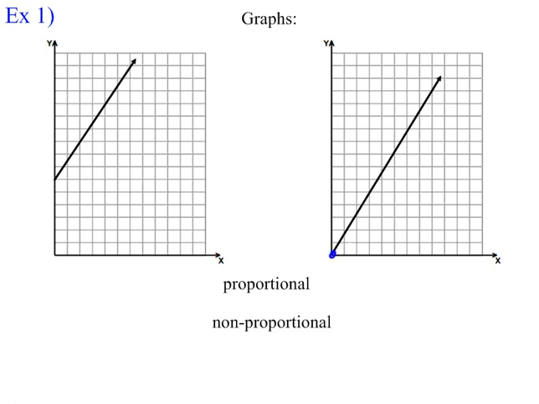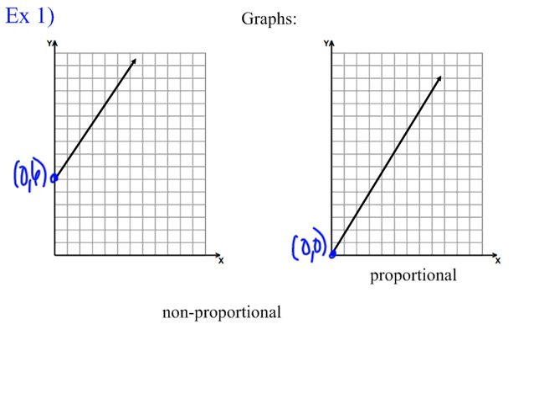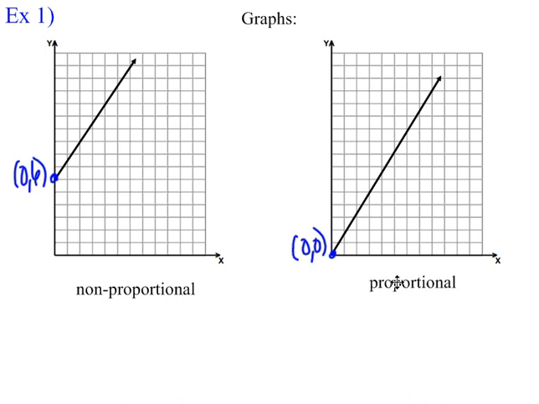If we look at the graph, we'll notice that this graph passes through the point (0, 0). This one here passes through the point (0, 6). We know that in order for it to be proportional, it must go through the origin. It is not proportional when it passes through another point other than the origin. So that's our first part of our definition of proportional versus not proportional.